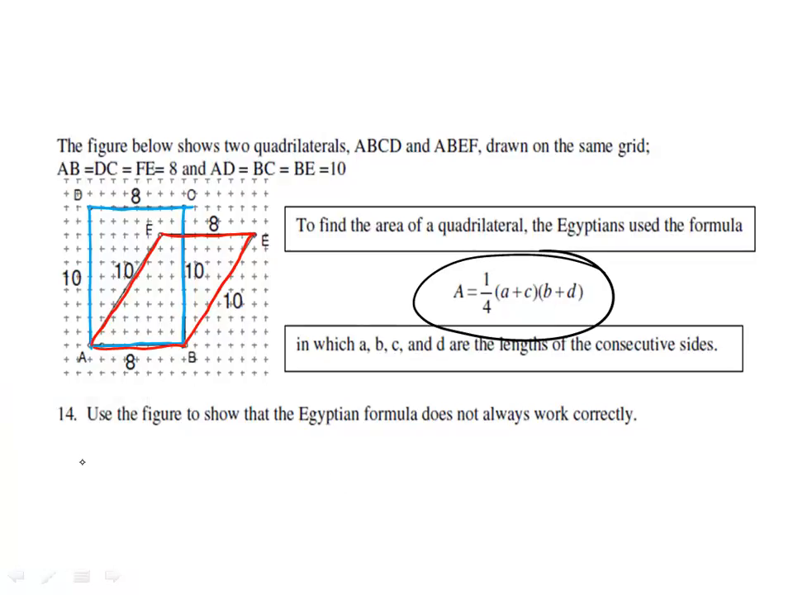So in ABCD, using the Egyptian formula, opposite sides go together. Remember, we label around A, B, C, D, so consecutively. So the area equals 1/4 times 10 plus 10, and times 8 plus 8.